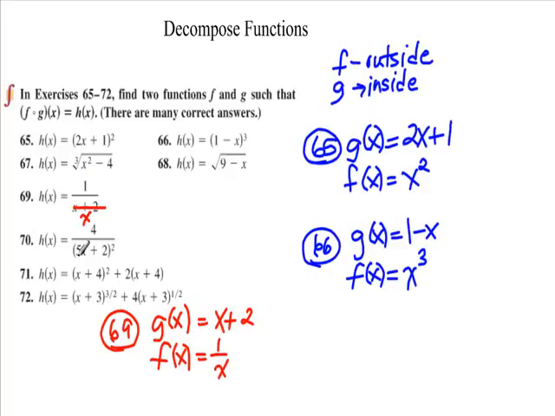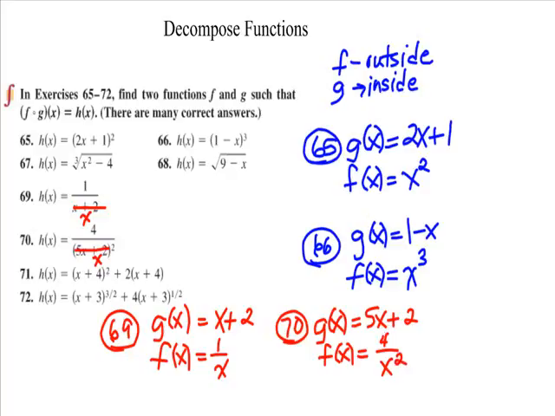Okay. Number 70, our inside function is this 5x plus 2. The outside is 4 over x squared. Are you getting the hang of this? So g of x is 5x plus 2. What is that being plugged into? Again, replace the 5x plus 2 with an x to get 4 over x squared.